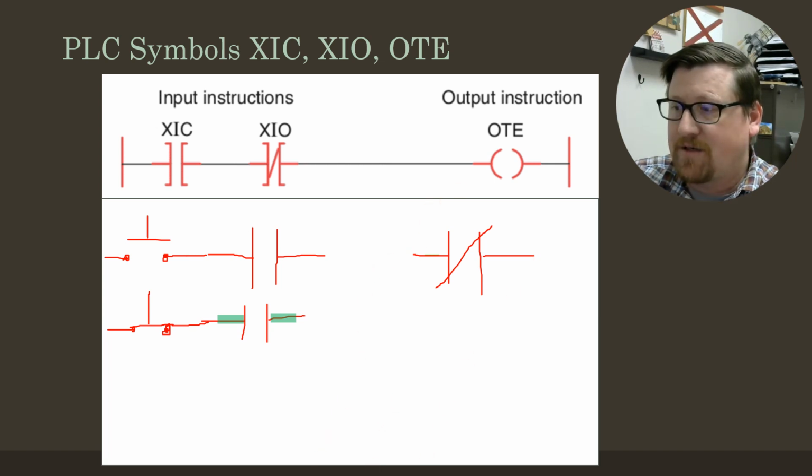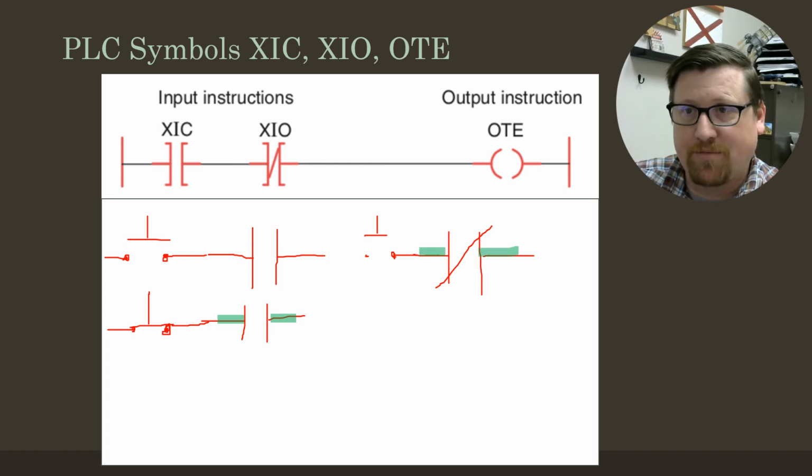So in this case, if we had a push button that were open, then it's looking for it to be open. The examine if open is looking for it to be open. So if it is open, then it passes power through.